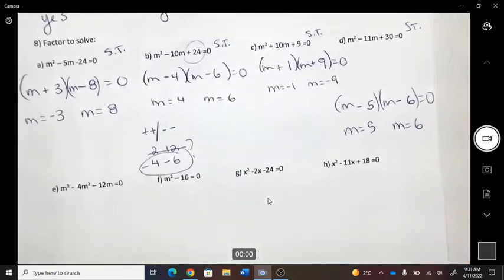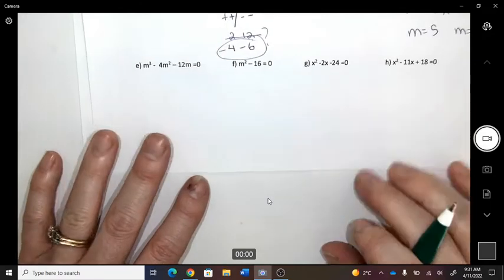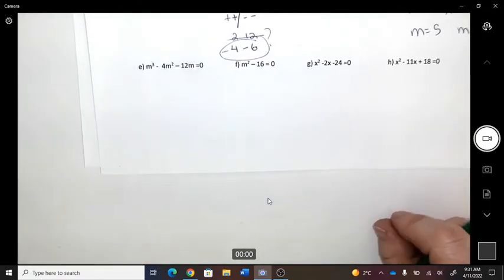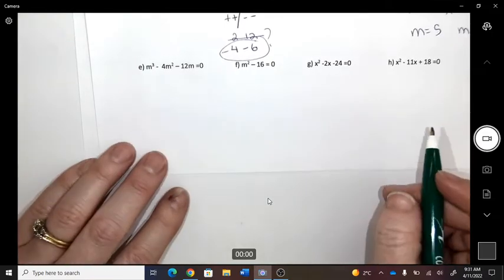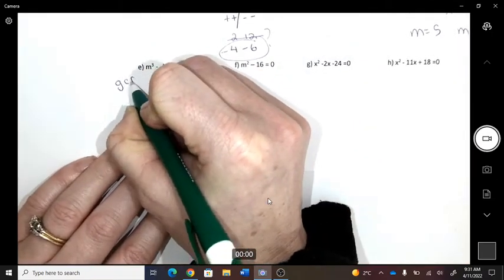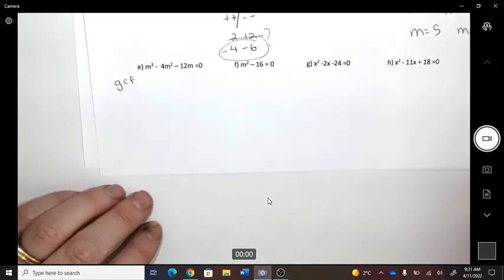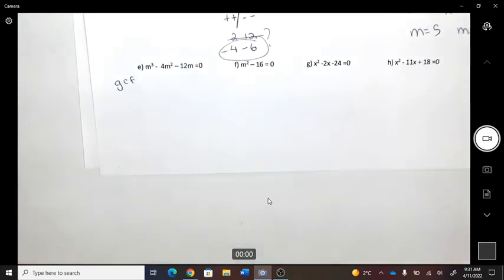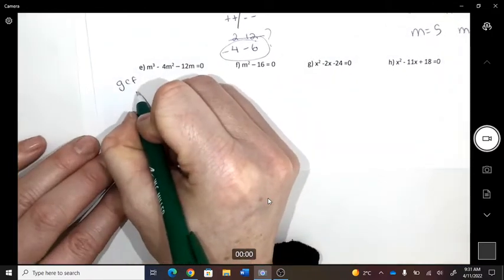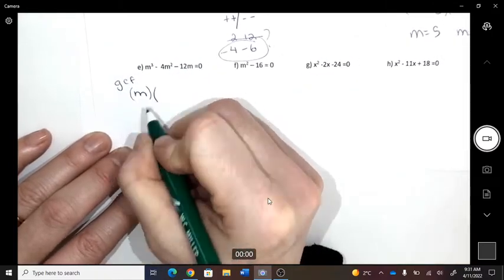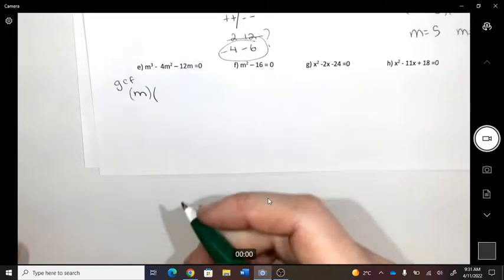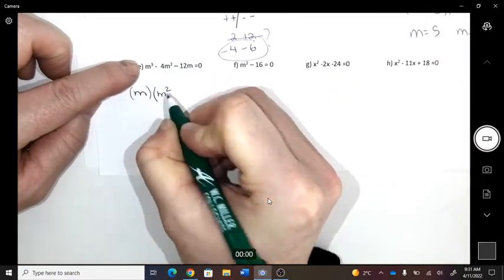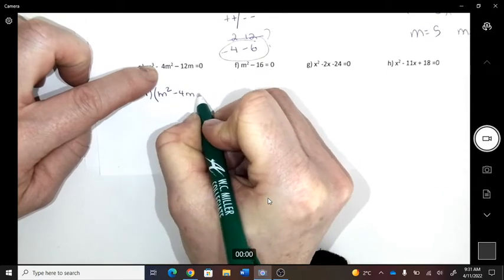Okay, E is a different style. So what style would you see first? I'm actually going to do two things here, but what would I do first? Does anybody know that style? I think I can GCF. I think I can divide something out. You see something that you can divide out? m. I can take an m out of everything, leaving me with m squared minus 4m minus 12.